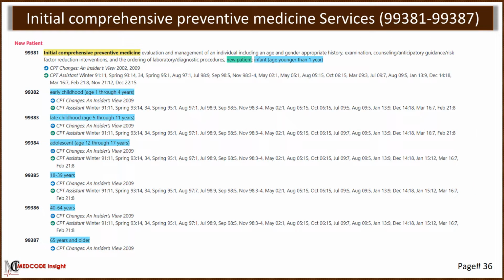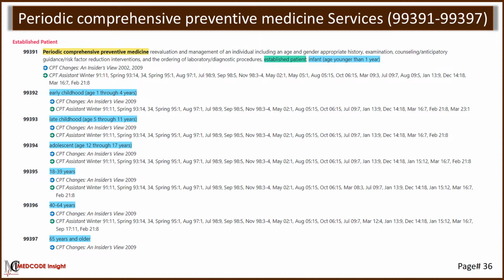The code range 99381 to 99387 is used to report initial comprehensive preventive medicine services for a new patient. Code selection is based on age from early childhood to age 65 and older. The code range 99391 to 99397 is used to report periodic comprehensive preventive medicine services for an established patient. Code selection is based on age from early childhood to age 65 years and older.